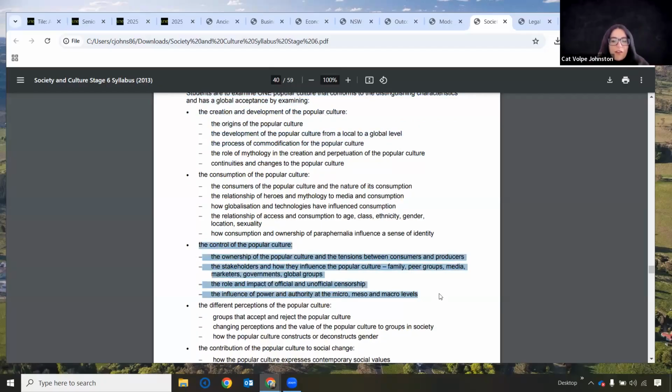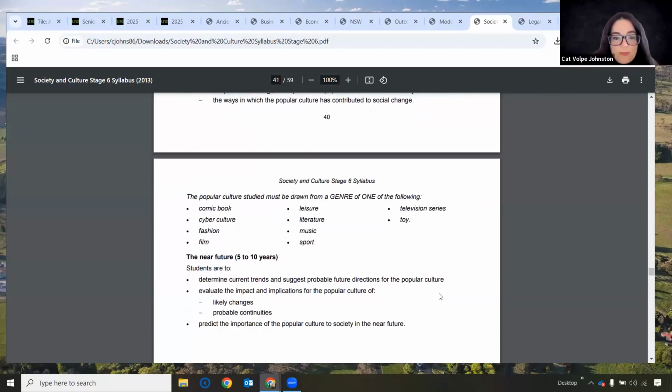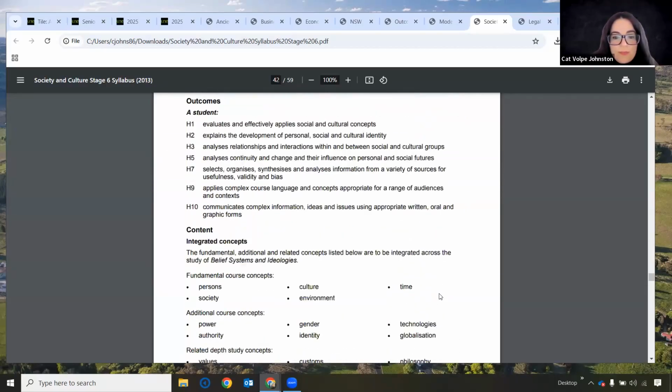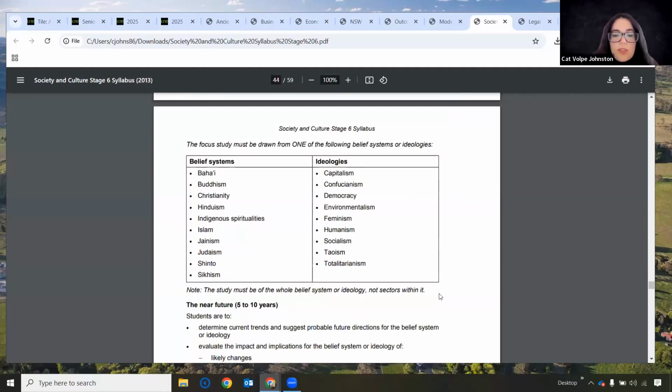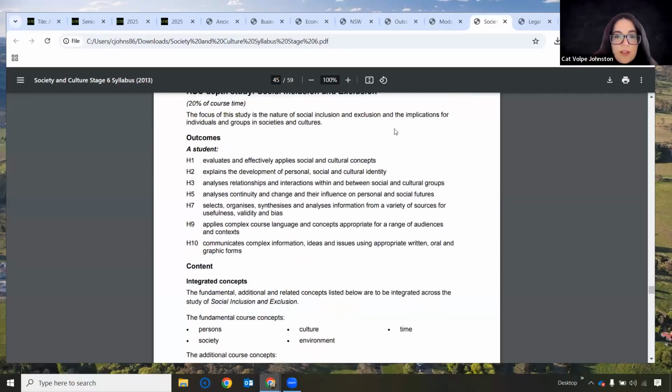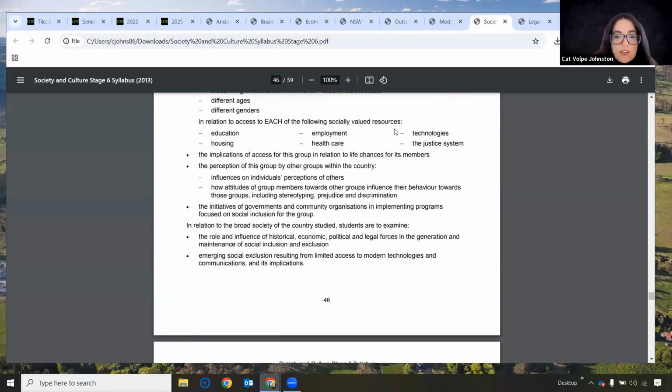Often what we plan in 4 hours of work doesn't end up working. As you design your sequence, you'll be able to tell whether this is feeling like a bit too much, or I'm not addressing everything here. So you might have to remove some dot points. So just see how you go. Belief systems. So there's different belief systems and ideologies you could have as that second topic. Social inclusion and exclusion.